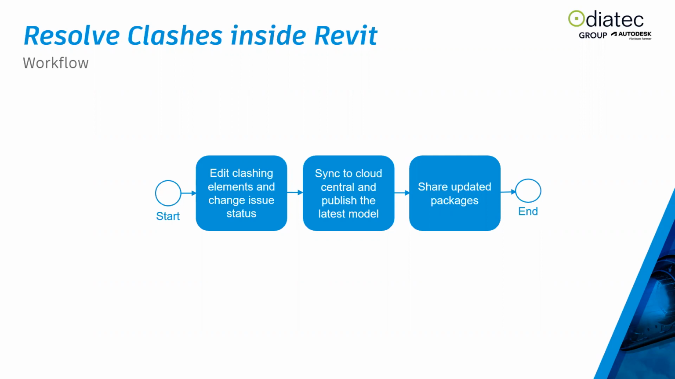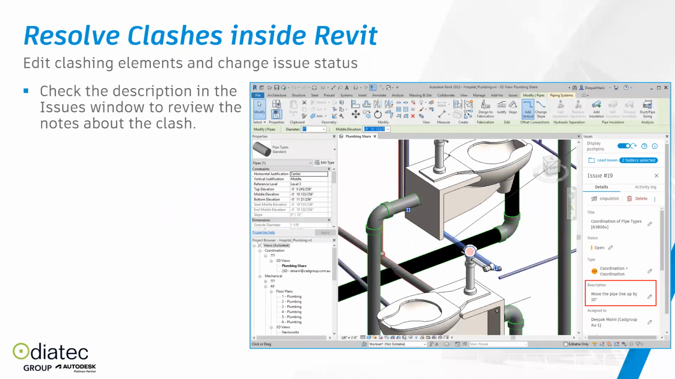And then once you publish the latest model, you're sharing updated packages. So what we're looking at here is a model coordination workflow, it's a Revit workflow, and it's a design collaboration workflow. So we're seeing all of these working in tandem. If you're editing the clashing elements, you're doing that inside Revit. If you're syncing to the Cloud Central and publishing the latest model, you're doing that in Revit, but it's pushing it into design collaboration for you as a result of this step. And then you're sharing the updated packages. The updated packages are done in design collaboration, and we will look at that today as part of that particular workflow. And then to resolve those clashes inside Revit, what you're doing is you edit clashing elements and then change the issue status, all inside your Revit environment.